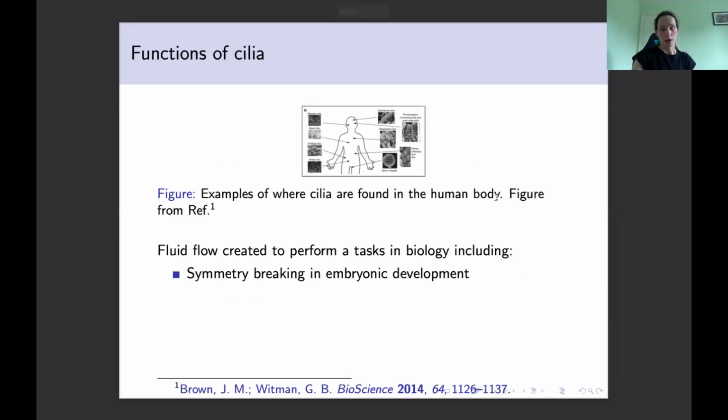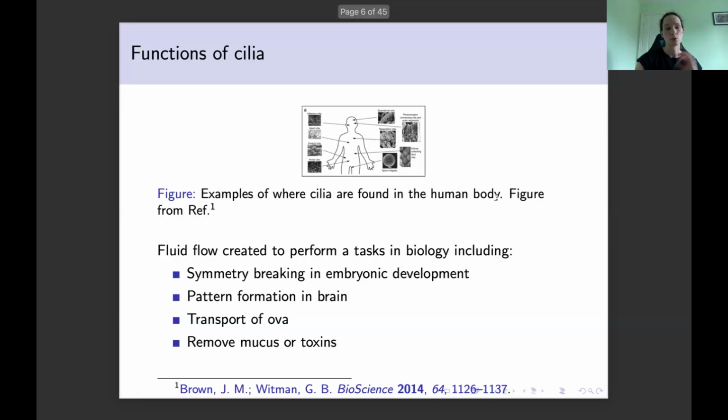Thinking about coordination, cilia are in a lot of different places in the human body. They play a role in symmetry breaking in embryonic development. They move signaling molecules around the brain. They transport eggs through the fallopian tubes. They move mucus out of the lungs. And as I said, they propel microorganisms. We want to understand how cilia coordinate so we know how they can work properly, because as you can imagine, when they don't work properly, it can cause all sorts of problems.